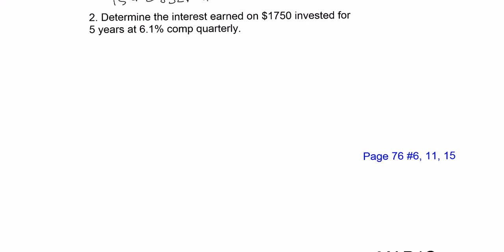So the first thing that we have to do is identify all of the key parts. In this case, I have 1750 for my starting value. 5 years helps me to determine my n, and 6.1%. Now my 6.1%, I'm going to write as 0.061. And this represents my present value. And then this helps to figure out my years.